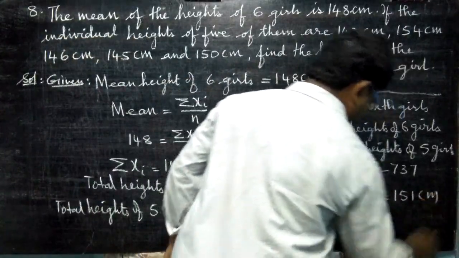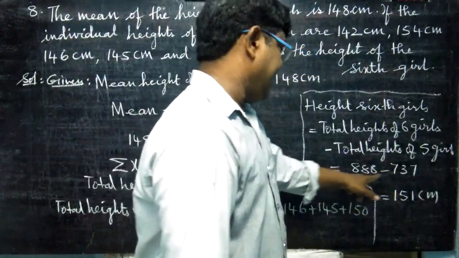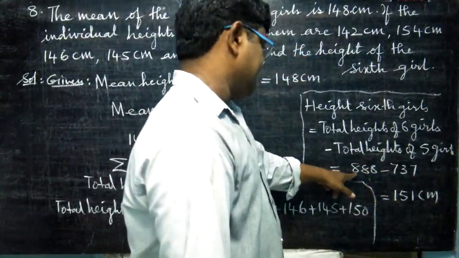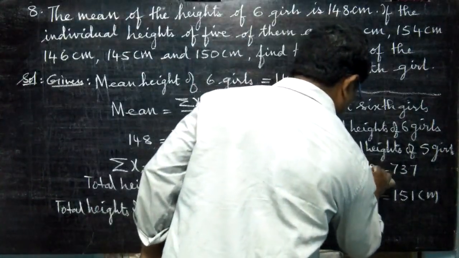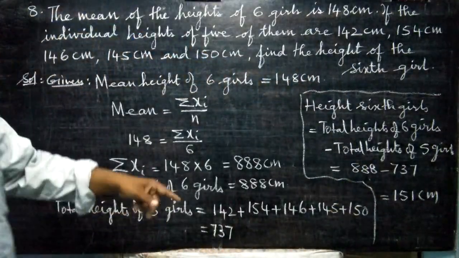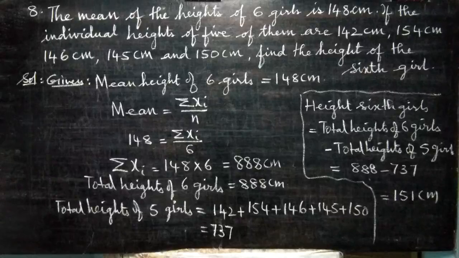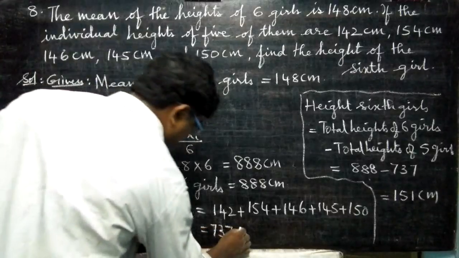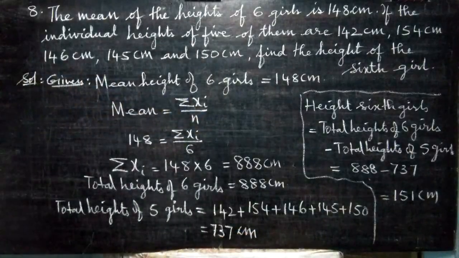151 centimeters. 8 minus 7 is 1. 8 minus 3 is 5. 8 minus 7 is 1. So be careful. Carefully subtract. So therefore the height of the sixth girl is 151 centimeters. Here also write centimeters because they have given measurement in centimeters.